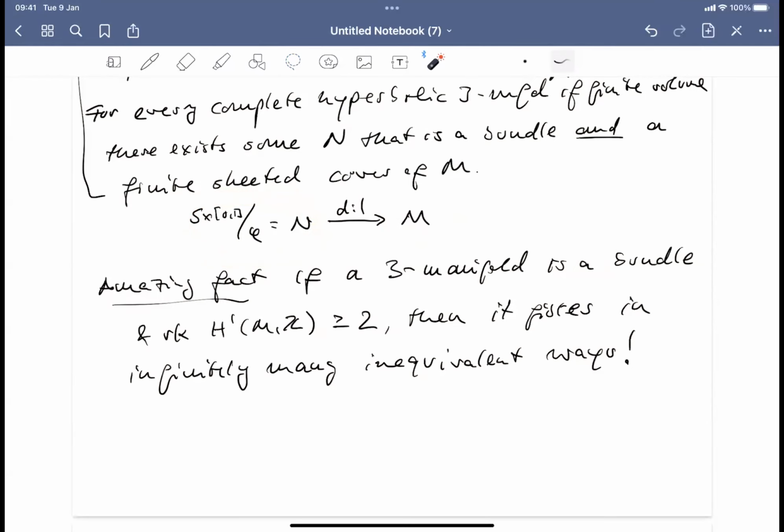One question: does it imply that the finite sheeted cover will be a mapping torus of a pseudo-Anosov?